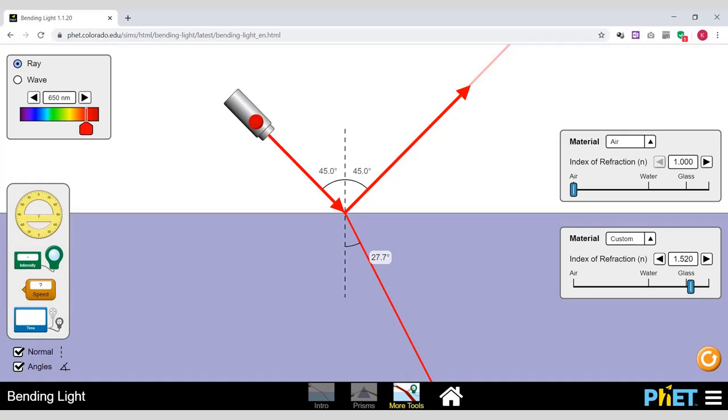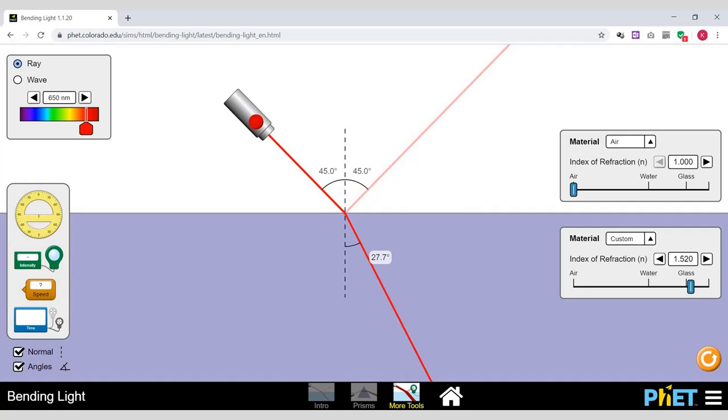But how do we measure that angle? We always measure it with respect to the normal line. And it doesn't matter if the surface is flat, curved, or irregular. When you get to the surface, you draw a normal line, and when you make your angle measurements, you will always discover that the law of reflection holds.